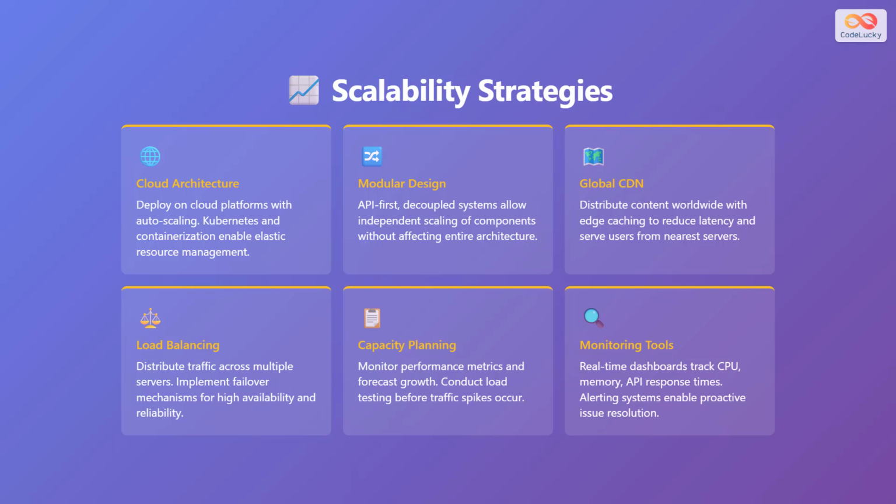Global content delivery networks distribute content worldwide through edge caching, so users get content from nearby servers with low latency. Load balancing spreads traffic across multiple servers with failover protection to maintain high availability. Capacity planning involves monitoring performance metrics and conducting load testing before traffic spikes occur. Finally, monitoring tools with real-time dashboards and alerting systems track performance and enable quick problem solving. Together, these strategies ensure your CMS can grow smoothly as your needs increase.